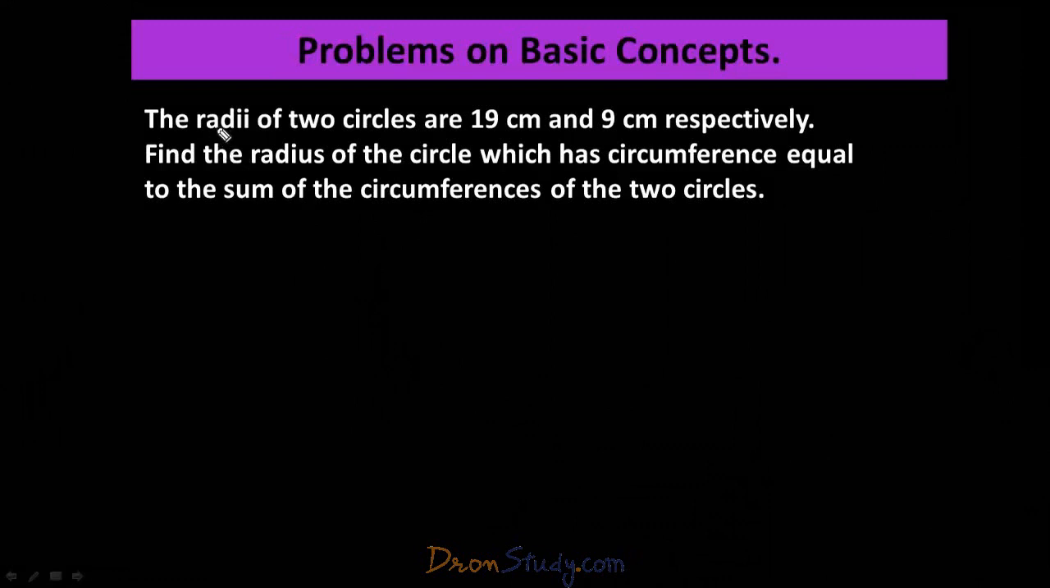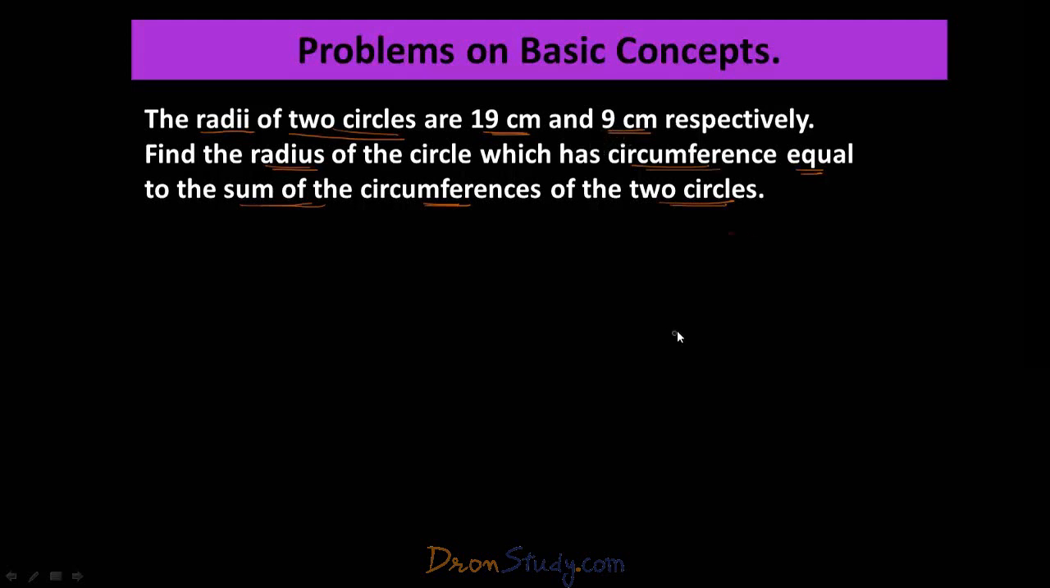Here is another question. The radii of two circles are 19 centimeter and 9 centimeter respectively. Find the radius of the circle which has circumference equal to the sum of the circumferences of two circles. Here the radius of one circle is given as 19 centimeter and the other circle is given as 9 centimeter, and we have to find the radius of the third circle whose circumference will be equal to the sum of the circumferences of the first circle and the second circle.